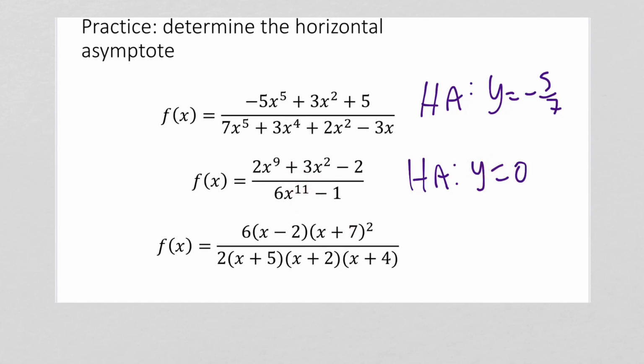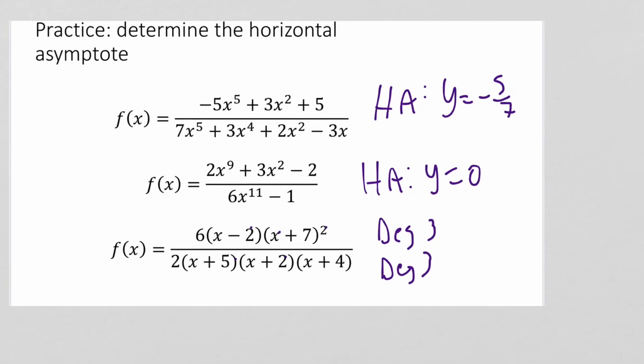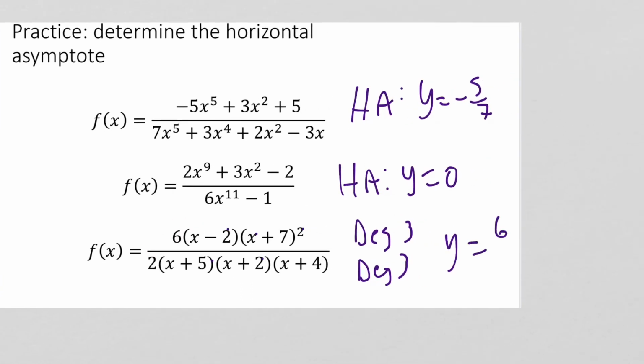Now with this one, we have to determine the degree by looking at factored form. So let's see, we have a degree 3, 1, 2, 3 over degree 3. So again, that's the same degree, meaning we're just going to approach whatever these leading coefficients are as a fraction. So it's going to be y equals 6 over 2, which is equal to 3.